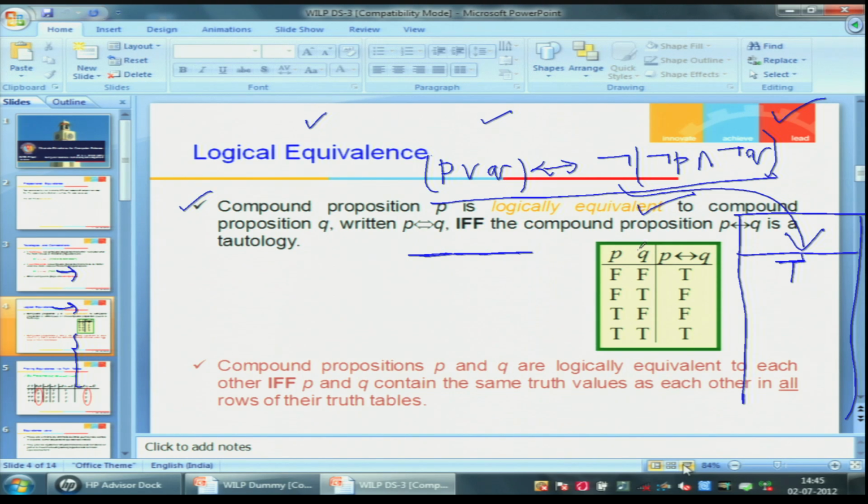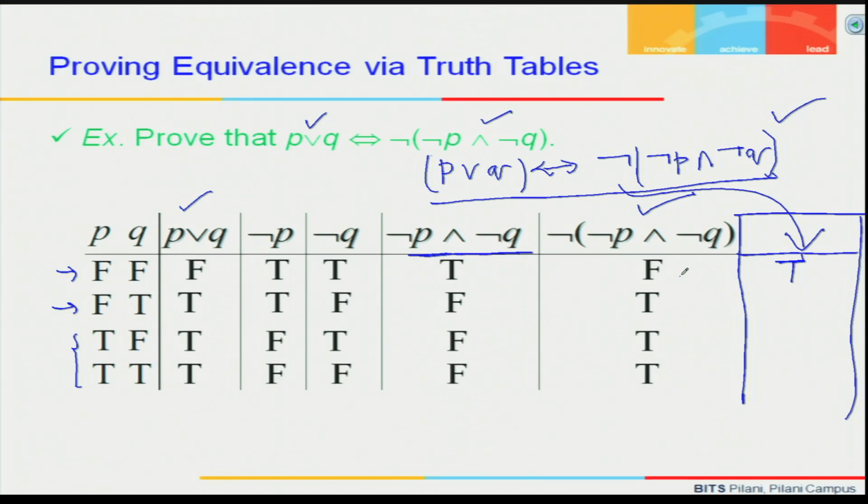If you have one compound statement and another compound statement, P if and only if Q takes true as its value only when both assume the same values. In all other cases it is false. Similarly, now let us look at this. P or Q and not P and not Q in the first row are taking the same values, so this particular compound statement will take true as its value.